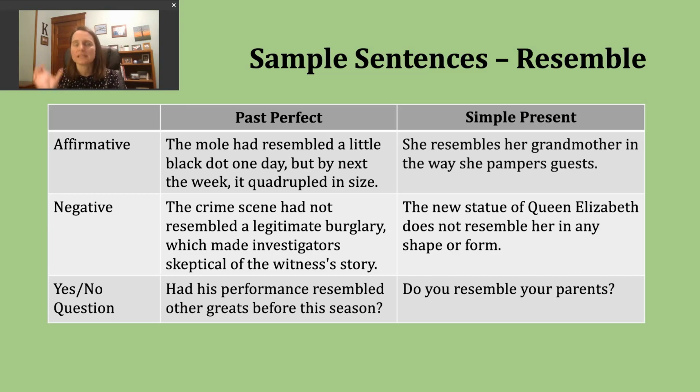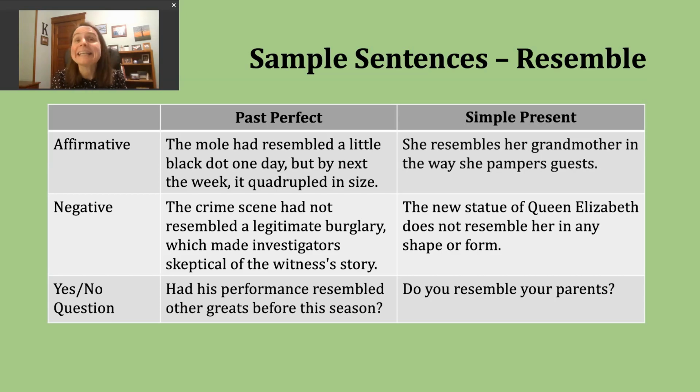So in the affirmative, you'll see our subject and then the verb with an S on the end of it. You can see that in my example here. She resembles her grandmother in the way she pampers guests. So here, maybe she just kind of goes over the top when someone comes to visit. Maybe it's in making food, offering them fine things or relaxing touches to really make them feel at home.